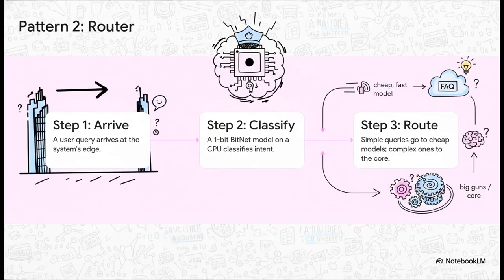Pattern number 2 is the edge router. Imagine a hyper-efficient 1-bit BitNet model sitting right at the front door of your system. It doesn't even need a GPU. It just runs on a CPU and acts like a smart traffic cop. It looks at an incoming query and decides, is this a simple FAQ? Okay, send it to a cheap, fast model. Is this a complex, multi-step reasoning task? All right, route that one to the big guns. It's a simple idea, but it can dramatically improve how responsive your whole system feels.